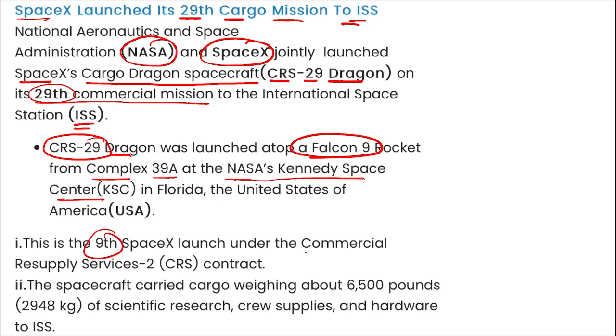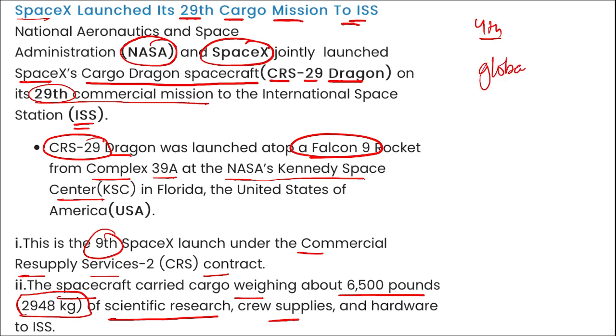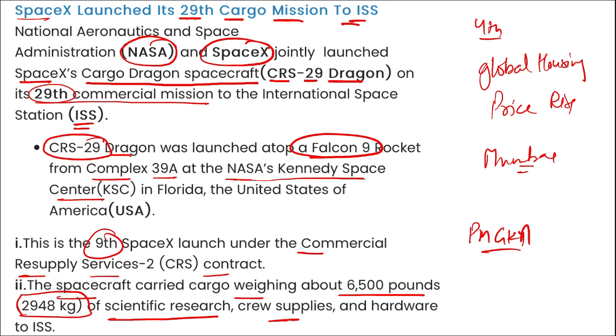And this is the 9th SpaceX launch under the Commercial Resupply Service contract. The spacecraft carried a cargo weighing about 6,500 pounds, that is 2,948 kg of scientific research, crew supply and hardware to International Space Station. Then tell me which city has ranked 4th in the global housing price rise. In the global housing price rise, it is Mumbai. Mumbai secured the fourth position here. Then Prime Minister Garib Kalyan Anna Yojana has been extended for how many years? So it has been extended for 5 years.